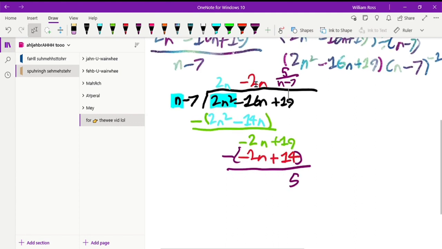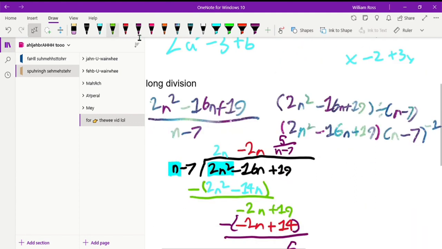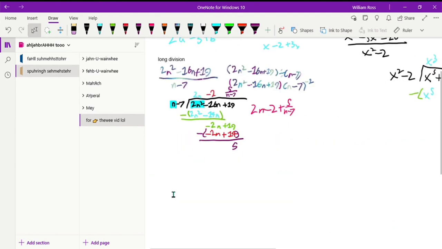So now your final answer would be, let me choose pink. So the final answer would be 2n minus 2. This would be a 2 and not minus 2, my bad. 2n plus 2... minus 2 plus 5 over n minus 7. And there you go.